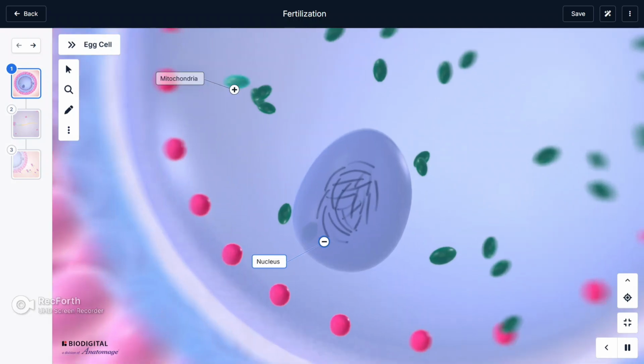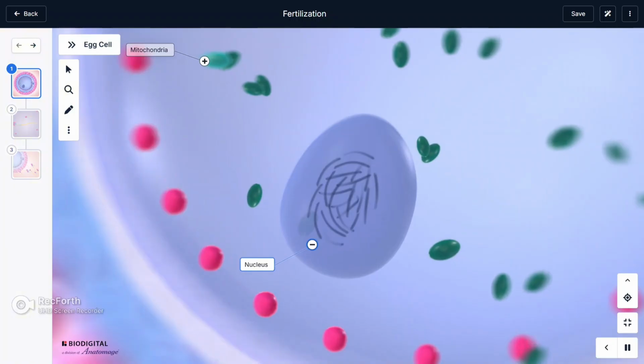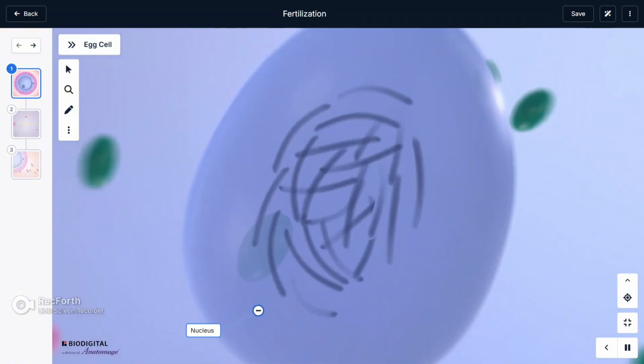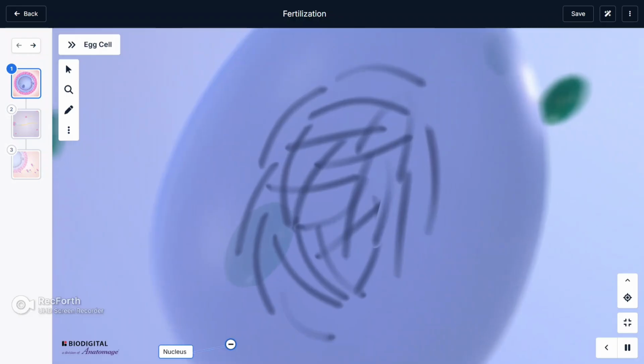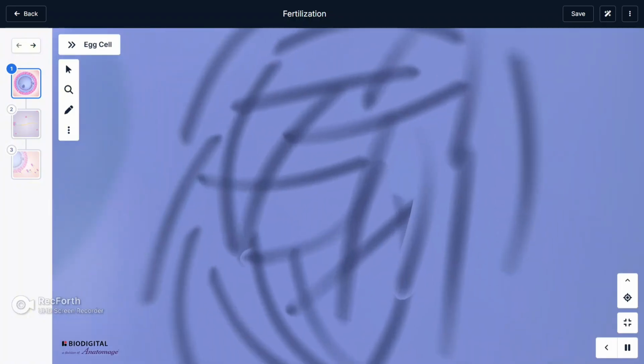And this one is the nucleus, or the control center of the cell, which contains the maternal genetic material, or the DNA. In a mature egg, the nucleus is often referred to as the germinal vesicle until it undergoes the final stages of meiosis to prepare for fusion with a sperm cell.